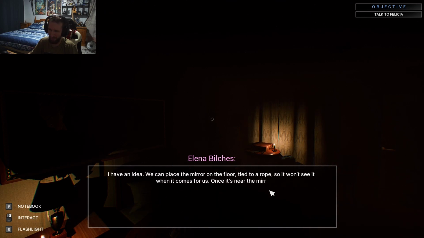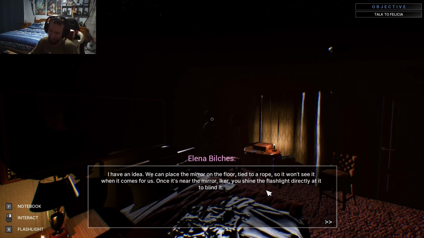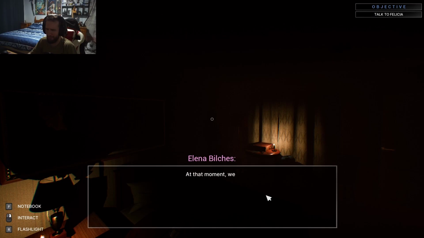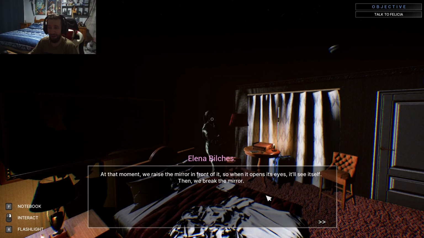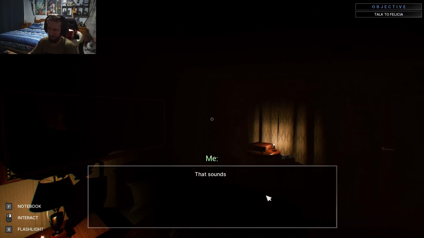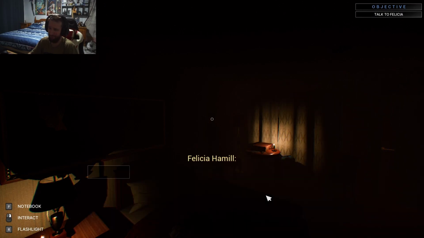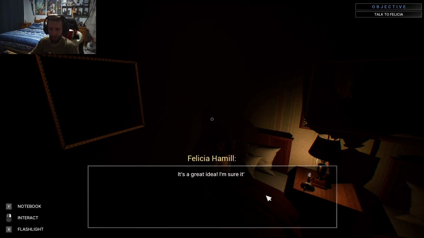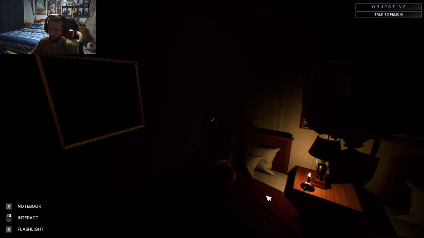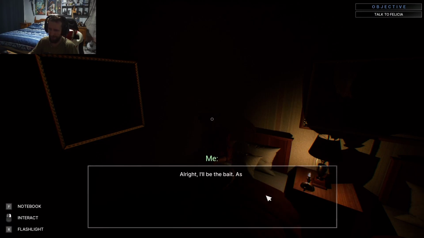And when it comes in, once it's near the mirror, Iker, you shine your flashlight directly at it to blind it. At that moment, we'll raise the mirror in front of it. So when it opens its eyes, it will see itself, then we'll break the mirror. That sounds like a good plan. It's a great idea, I'm sure. It'll work. Alright, I'll be the bait.